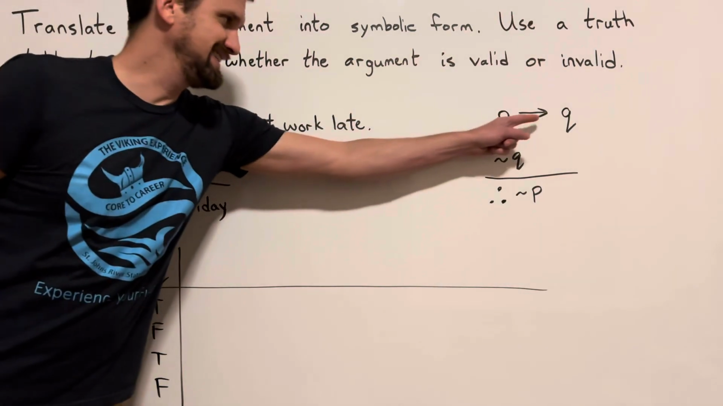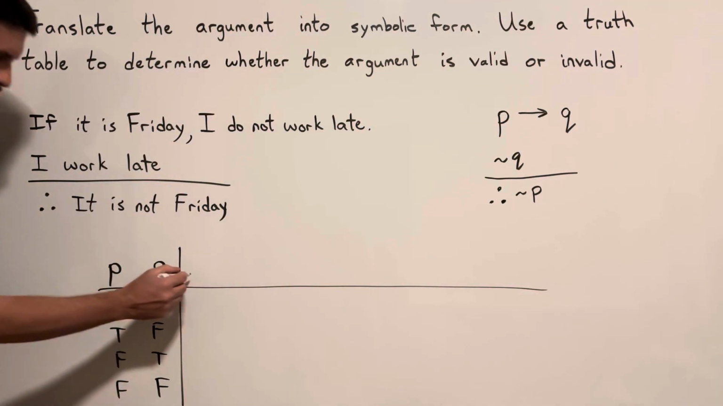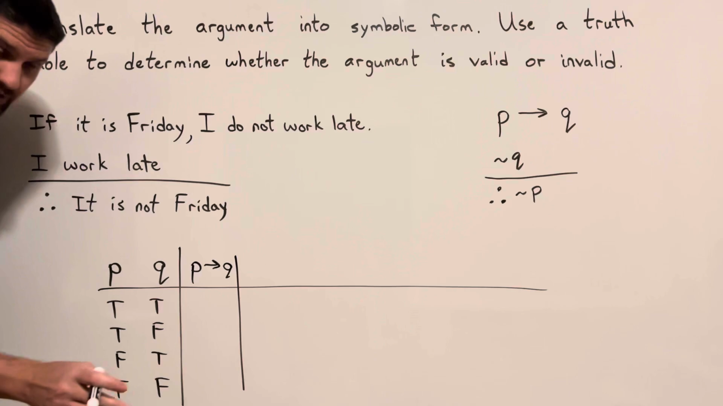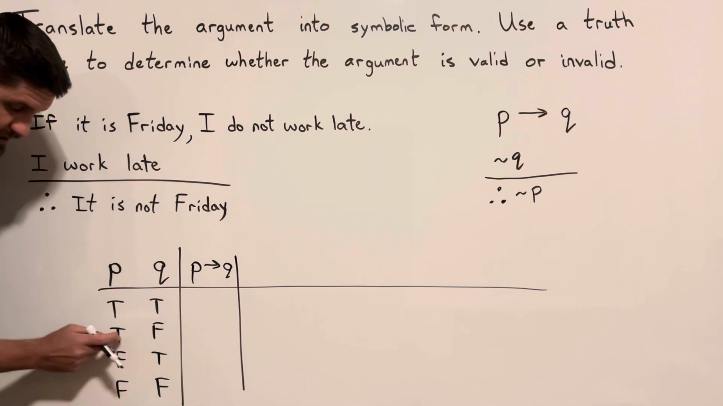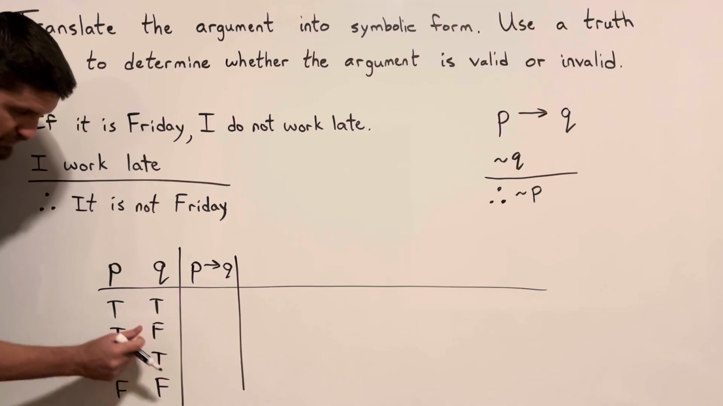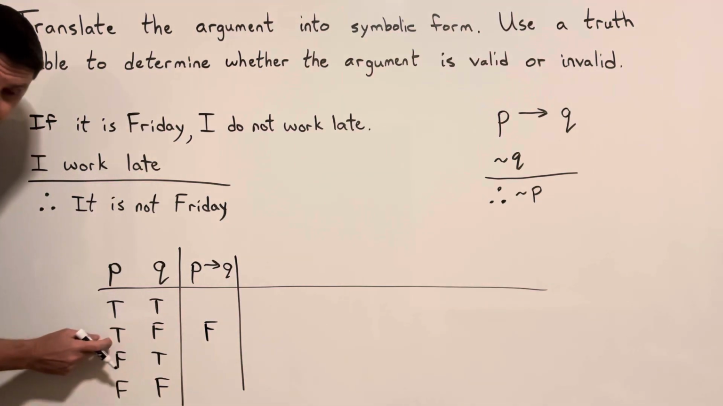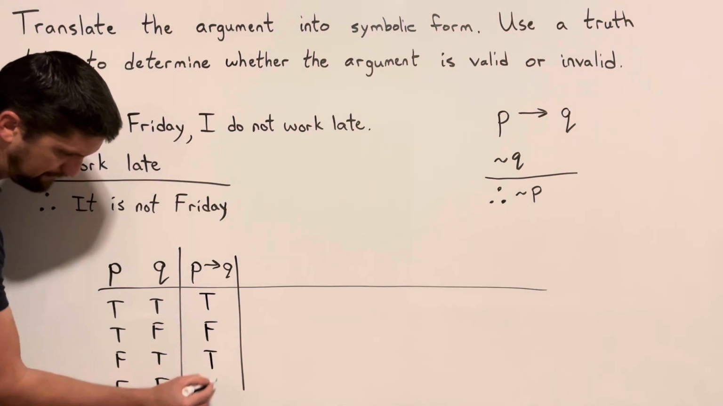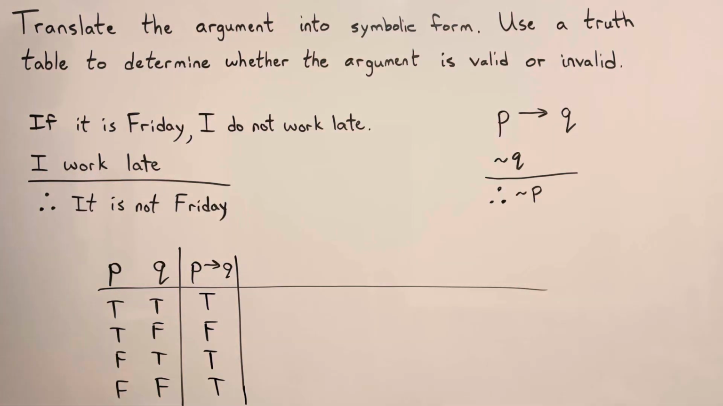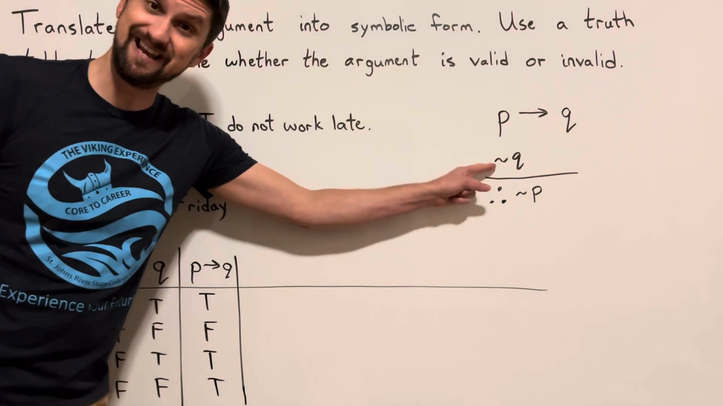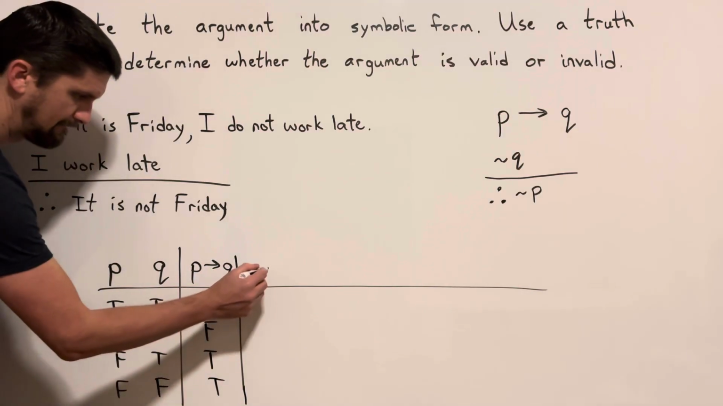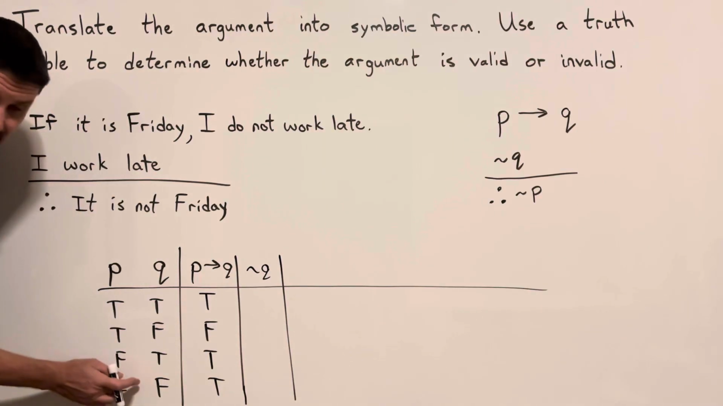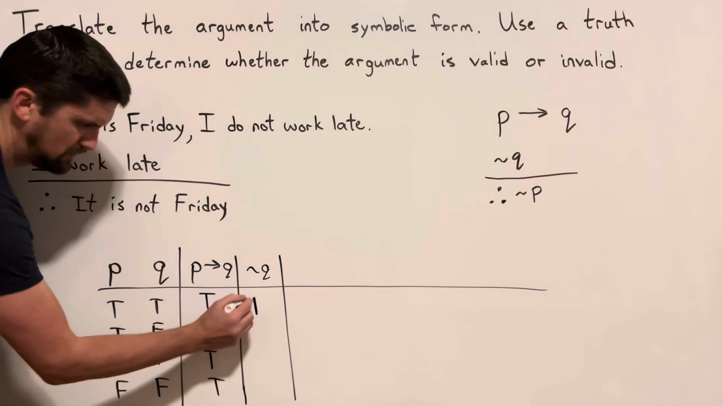Now I need the conditional, if P then Q. Let's make a column for that. This one only has one false scenario. That's if I go from a true statement to a false statement, which is this second one down right here. All the other cases will be true for the if-then statement. All right, now let's make a column for the negation of Q. This takes the Q column here and does the opposite, so it would be false, true.